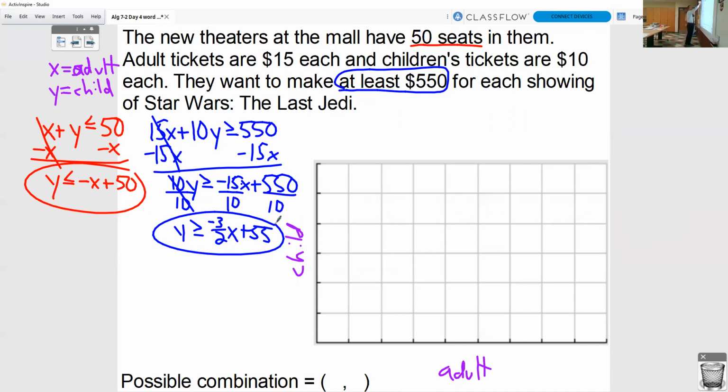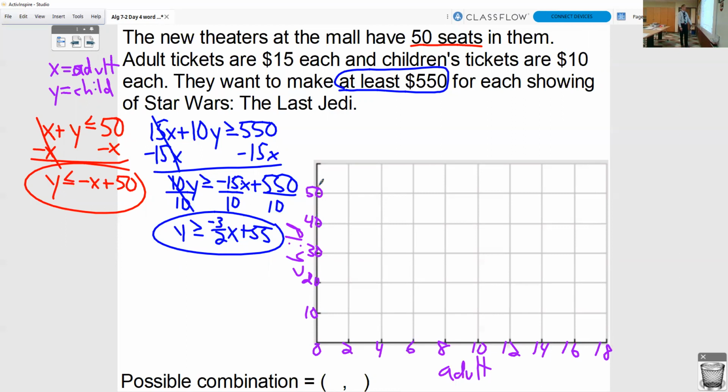When I go to number my axes, I want to count by 2's going across the bottom for the number of adult tickets. That's just a nice, neat number that's easy to graph. And then going up along the side for children's tickets, I know that I could reach a lot more. So I could have up to 50. So I'm going to count by 10s.